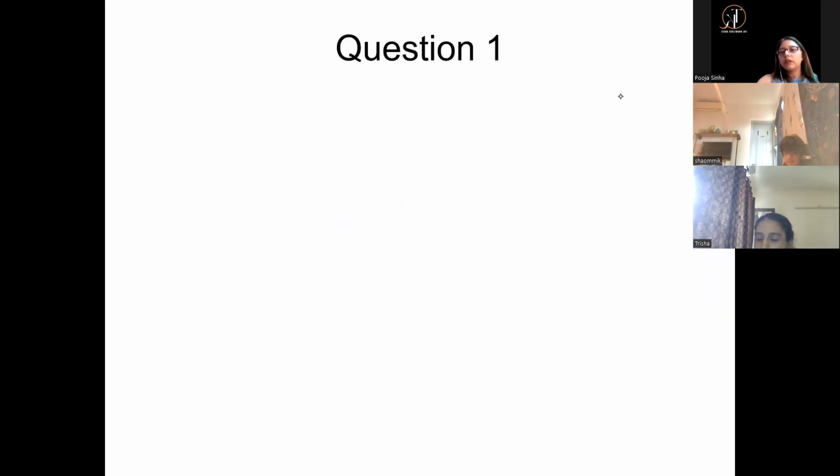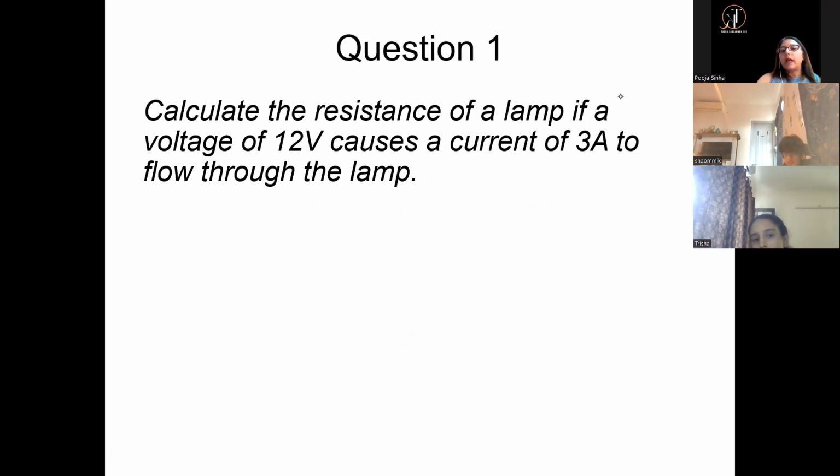Measuring resistance. First question: calculate the resistance of a lamp if a voltage of 12 volts causes a current of 3 amperes to flow through the lamp.